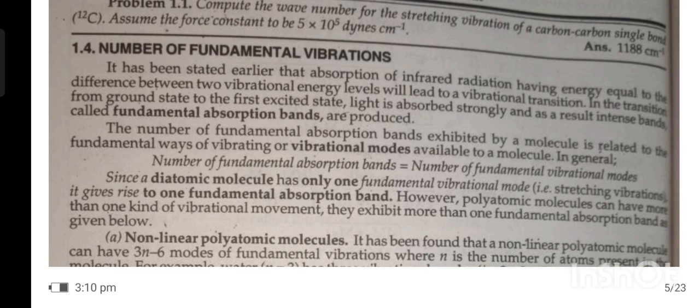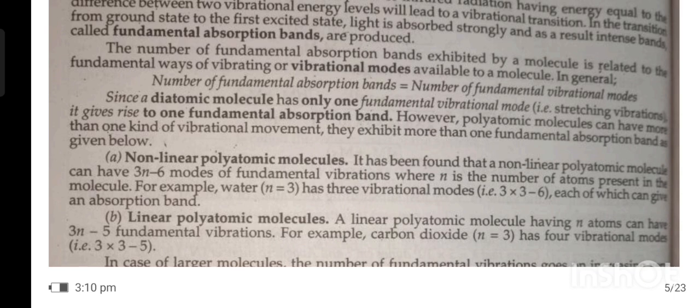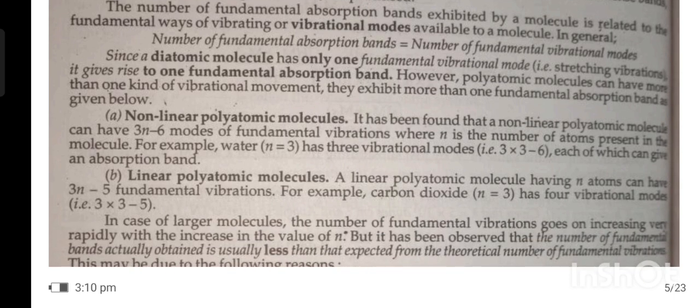However, a polyatomic molecule can have more than one kind of vibrational motion. They exhibit more than one fundamental absorption band, as given below. First, non-linear polyatomic molecules. A non-linear polyatomic molecule can have 3n-6 modes of fundamental vibration, where n is the number of atoms present in the molecule. For example, water, with n equal to 3, has 3 vibrational modes, 3×3-6, each of which can give an absorption band.